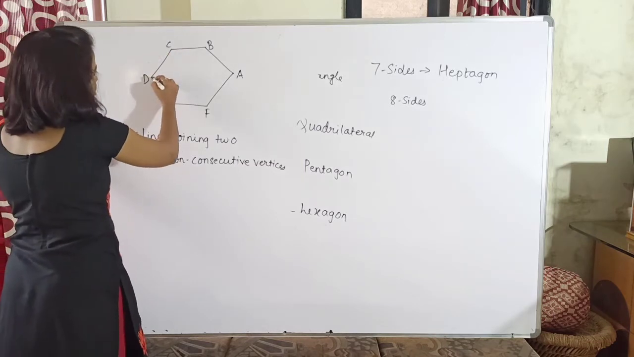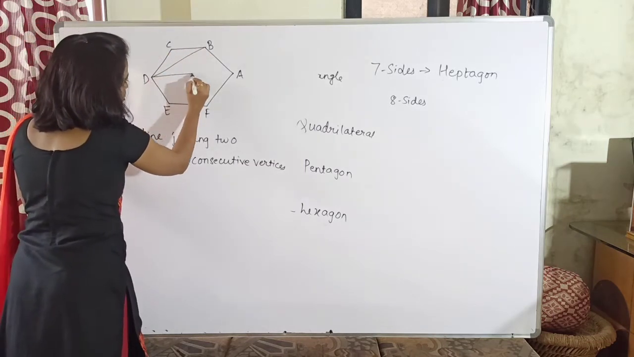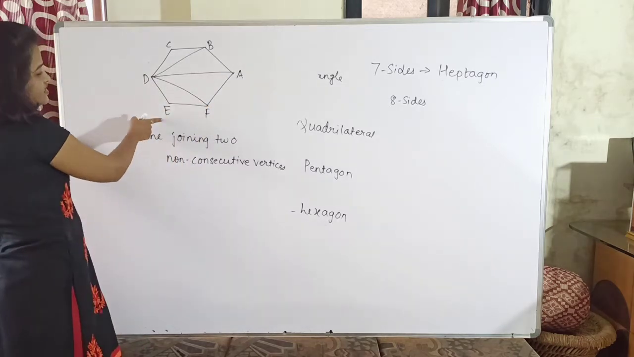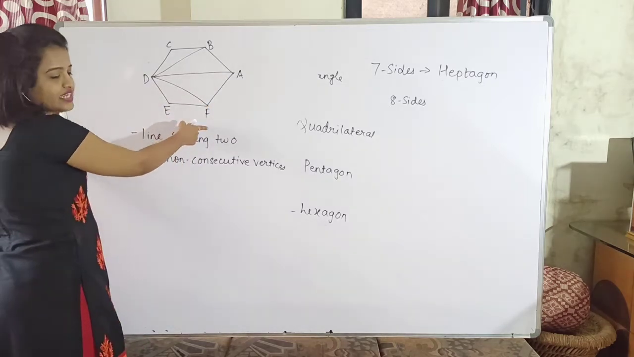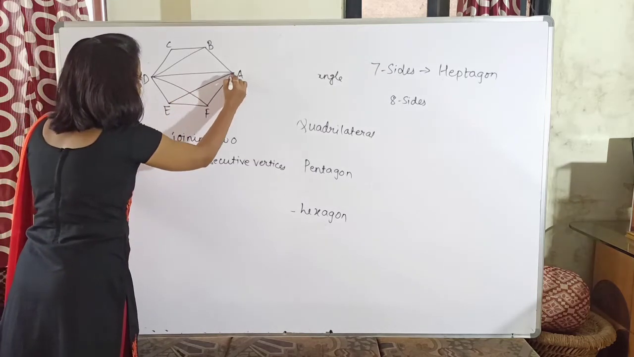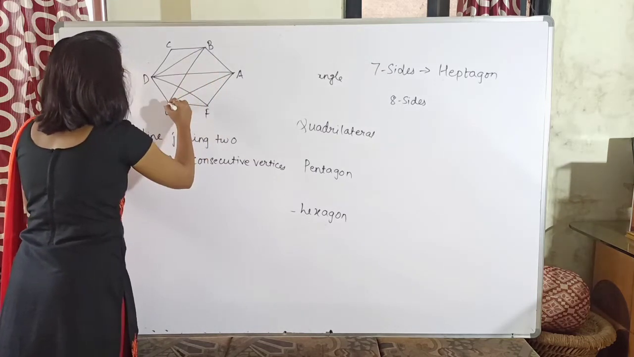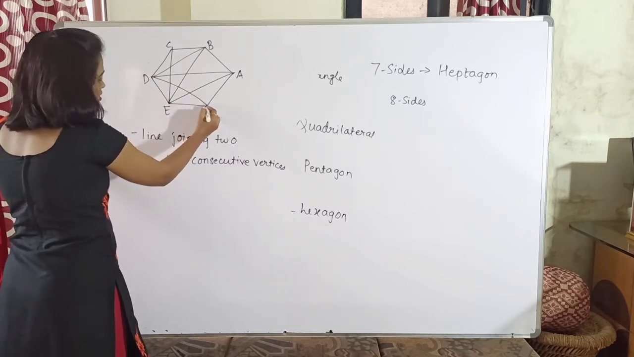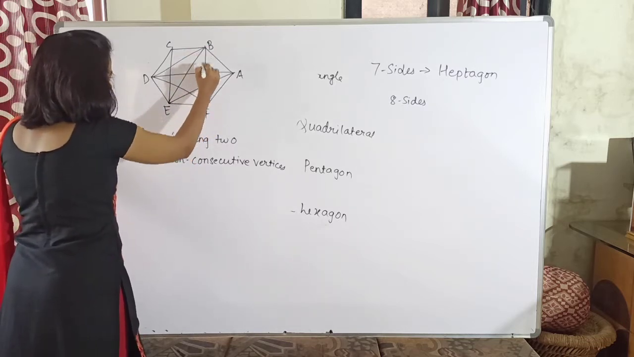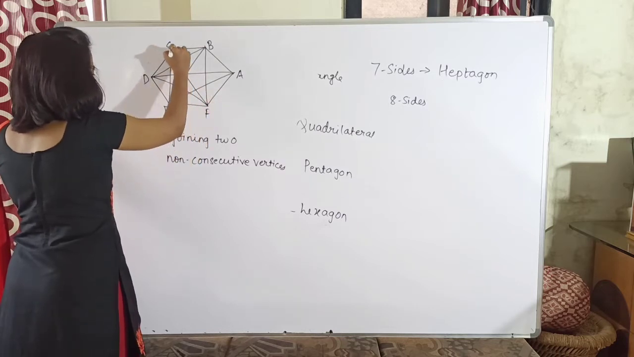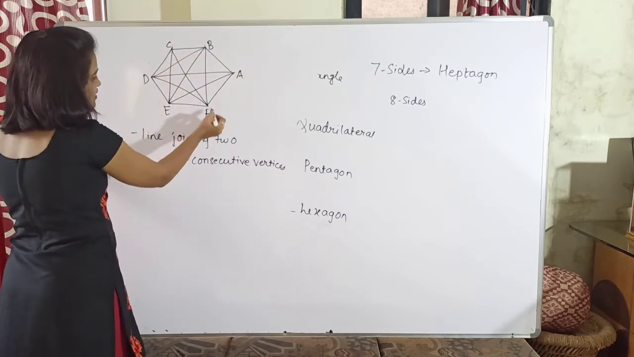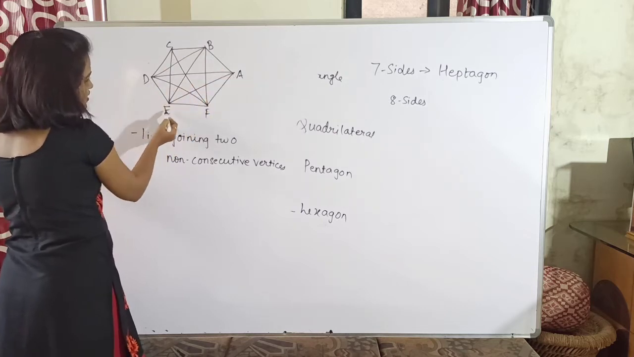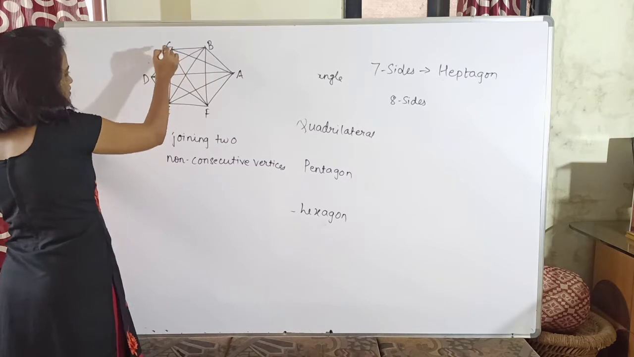So apart from C, I can join D with B, I can join it with A, and I can join it with F also. Similarly, if I consider E, leaving D and F, which are the neighboring vertices, I will join it with A, B, and C. F and D is already joined, F and B, whereas F and C. Similarly, A leaving B and C, you will be joining it with D, with E, which is already connected, and with C.